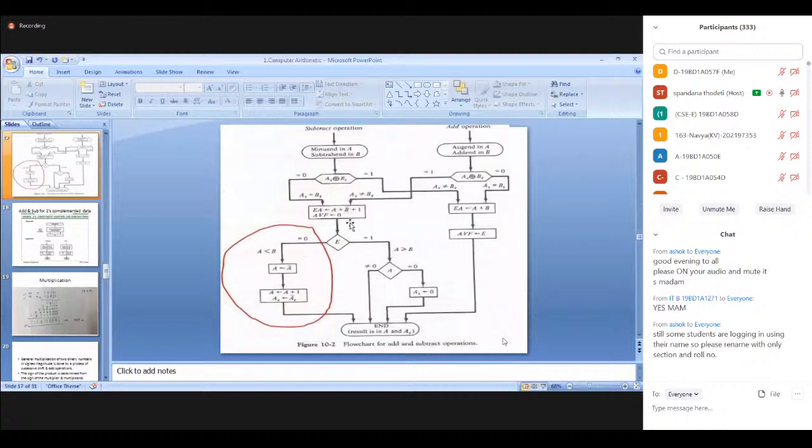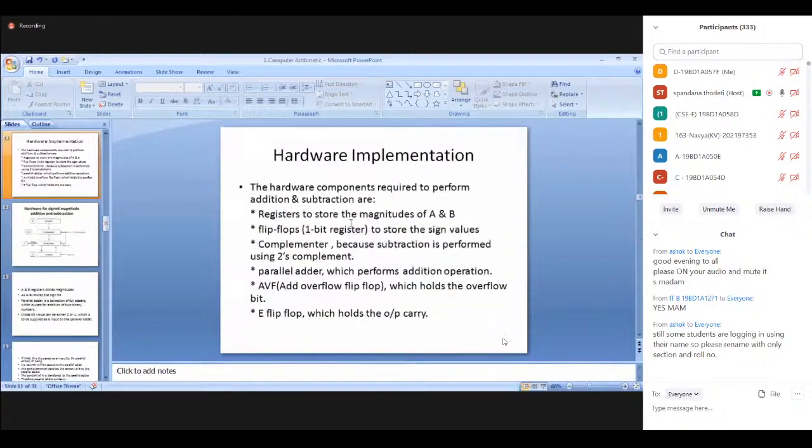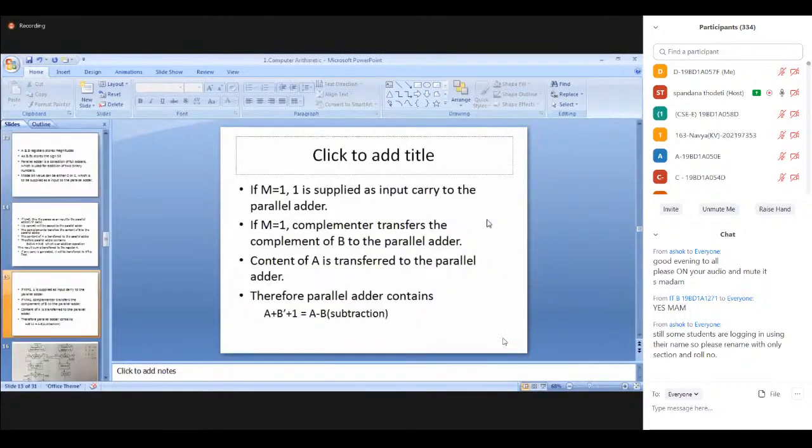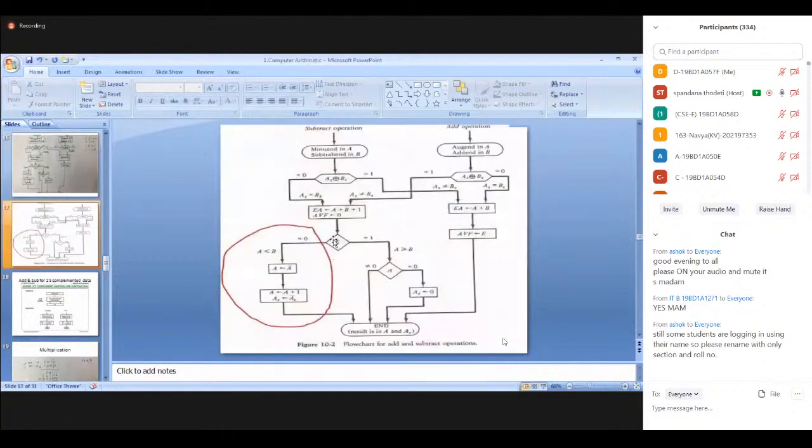Now, whenever performing this subtraction operation, you need to check the magnitudes of A and B. What is the condition between A and B, whether it is greater than, less than, or equal to? That condition is checked by using the E bit value. By using this E bit value, we will say whether A is greater than B, less than B, or equal to B. If E equal to 1, then A can be greater than or equal to B. And if A equal to 0, then it indicates that A is equal to B.